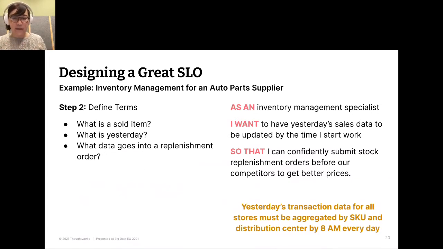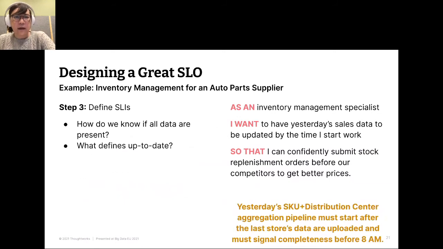So we could come up with an SLO that has a little bit more context, such as yesterday's transaction data for all stores, meaning that yesterday ends when the westernmost store closes its doors, must be aggregated by SKU and by distribution center by 8 a.m. every day. So maybe not each individual store, but the warehouse that they get their items from must be aggregated by 8 a.m. every day. So that's a little bit better.